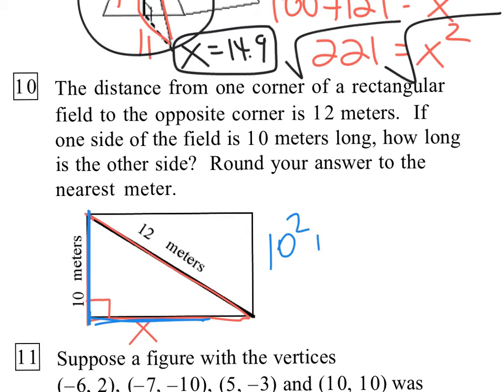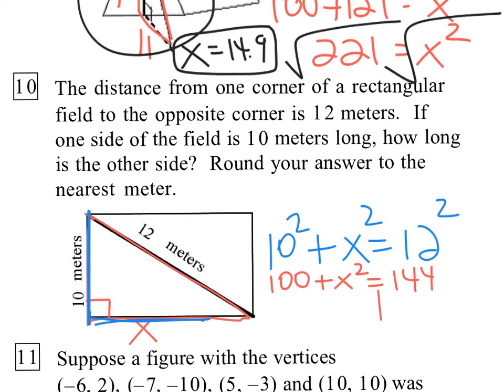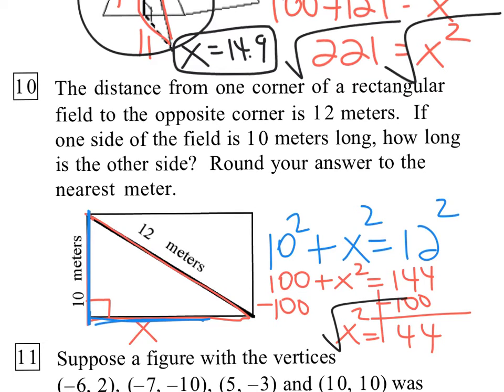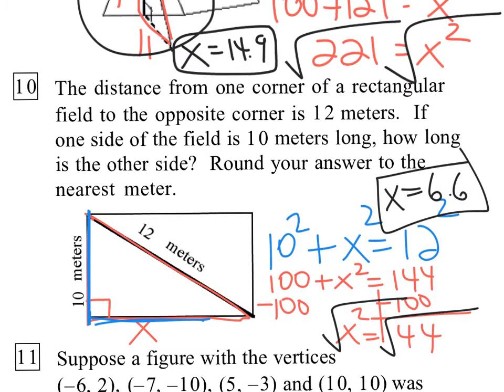So it's 10 squared plus x squared equals 12 squared. When you do the math, I can do this in my head. I know 10 times 10 is 100. I know 12 times 12 is 144. Algebra skills, you got to subtract your 100 over. X squared is going to equal 44. To finish that off, you have to square root 44. 44 square rooted is going to be 6.6. Your answer, x equals 6.6. Is it going to be meters? Yeah, it'll be meters, okay?